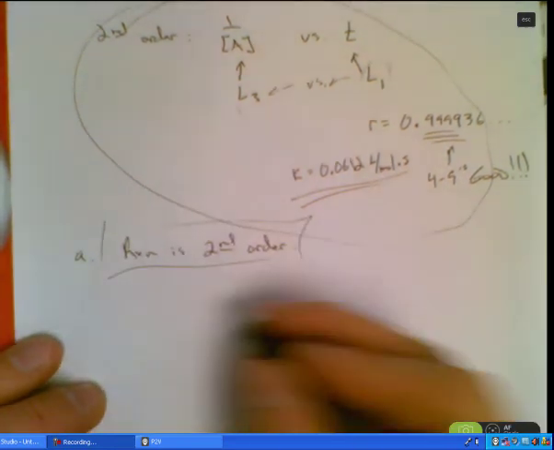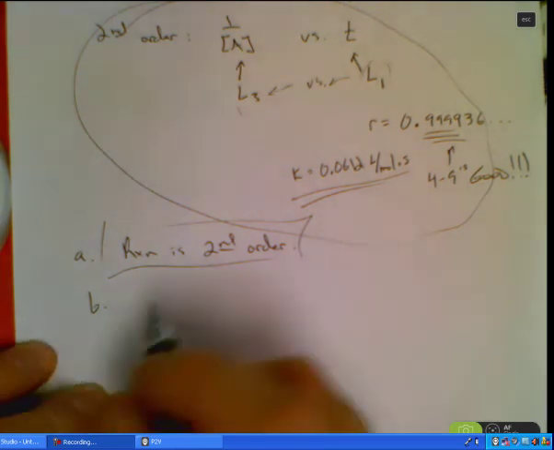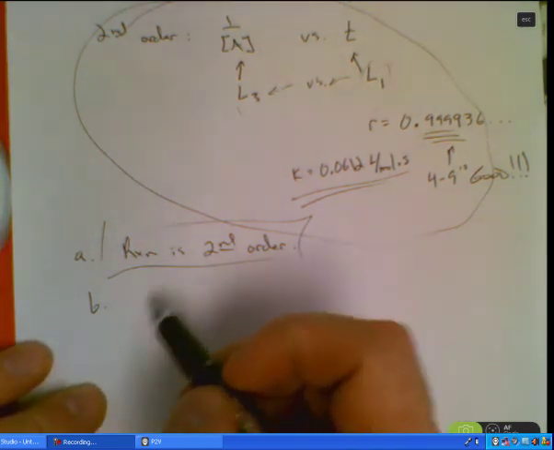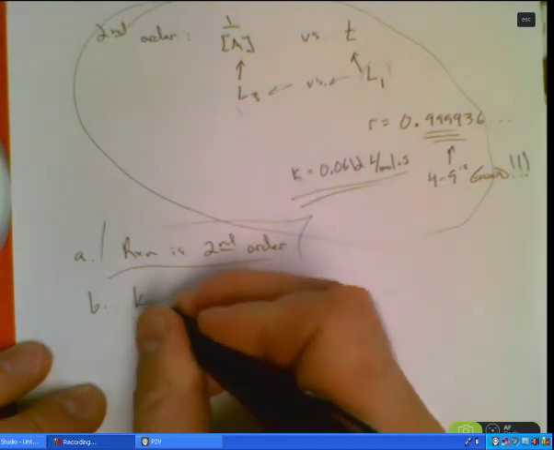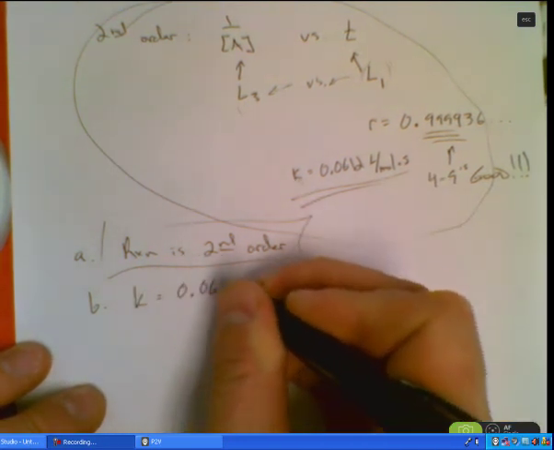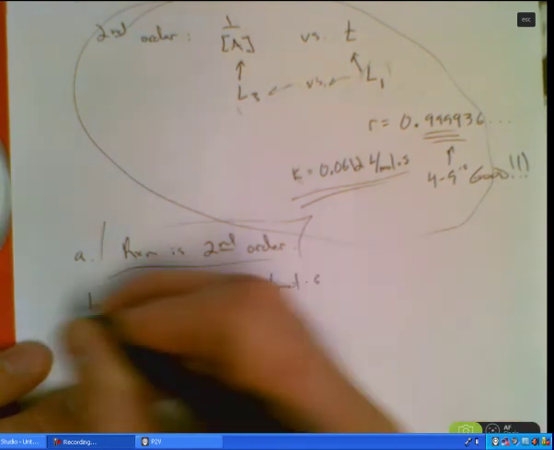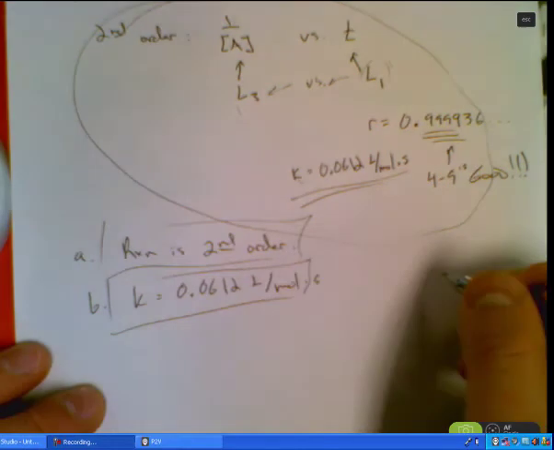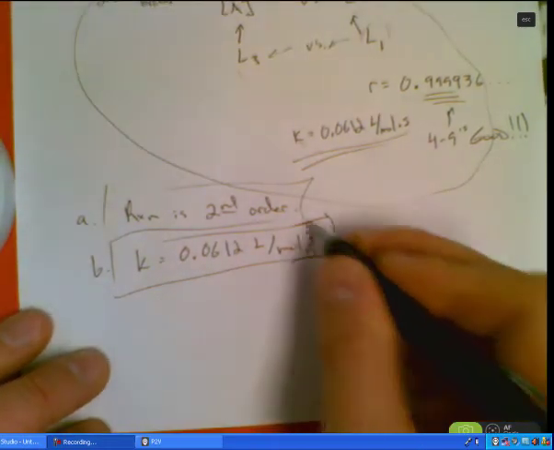That's one answer. B, what's B say? What is the value of the rate constant for the reaction? Well, slope is rate constant. Here's our slope, which is K. So K equals 0.0612 liters. You need units: per mole second. Sorry about that. It's not a slash, it's times.